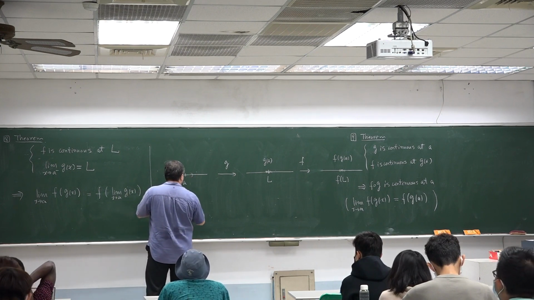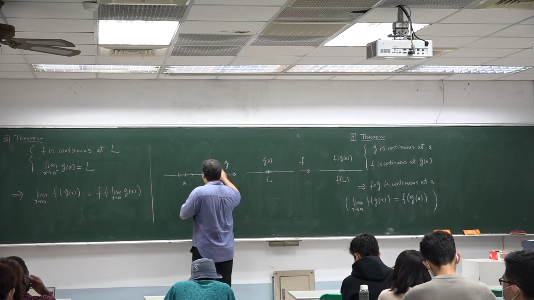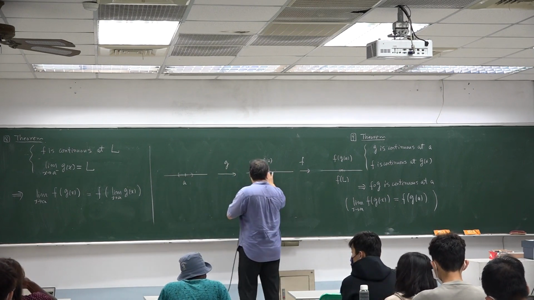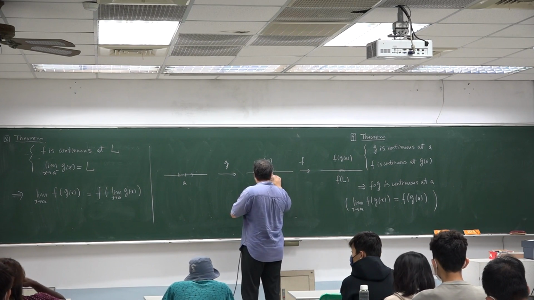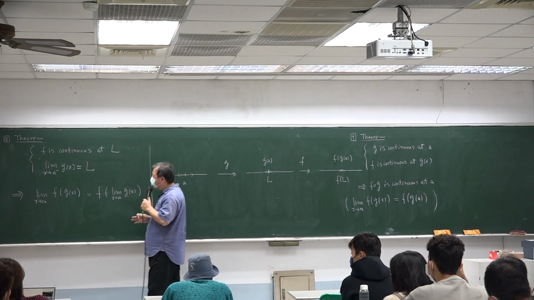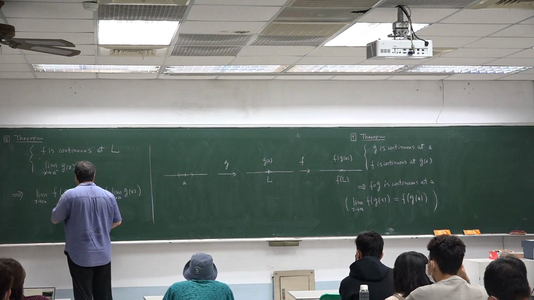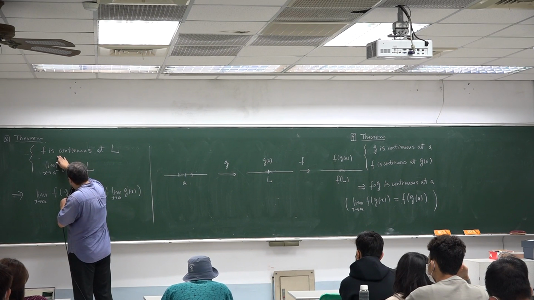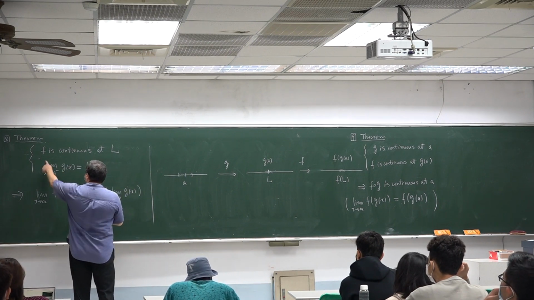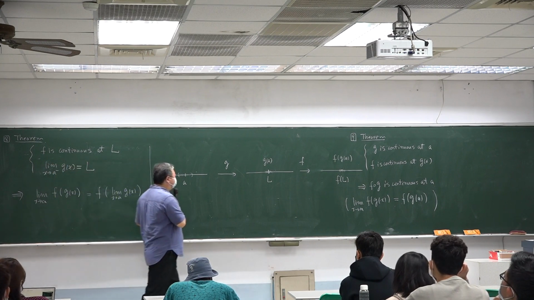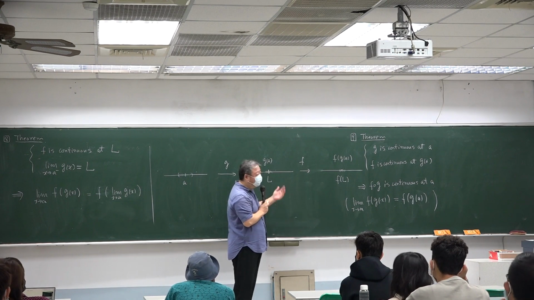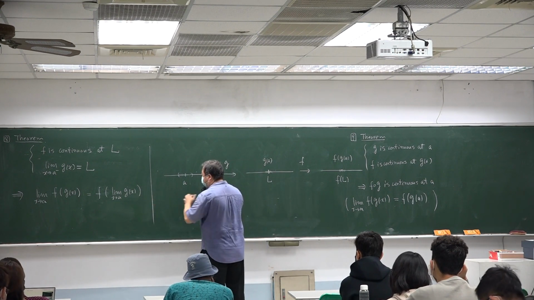from the left, but the values of g on these numbers are greater than L, or extremely close to L, then we can make a finer condition. F is continuous at L from the right, okay, from the right. Then we still have this conclusion.